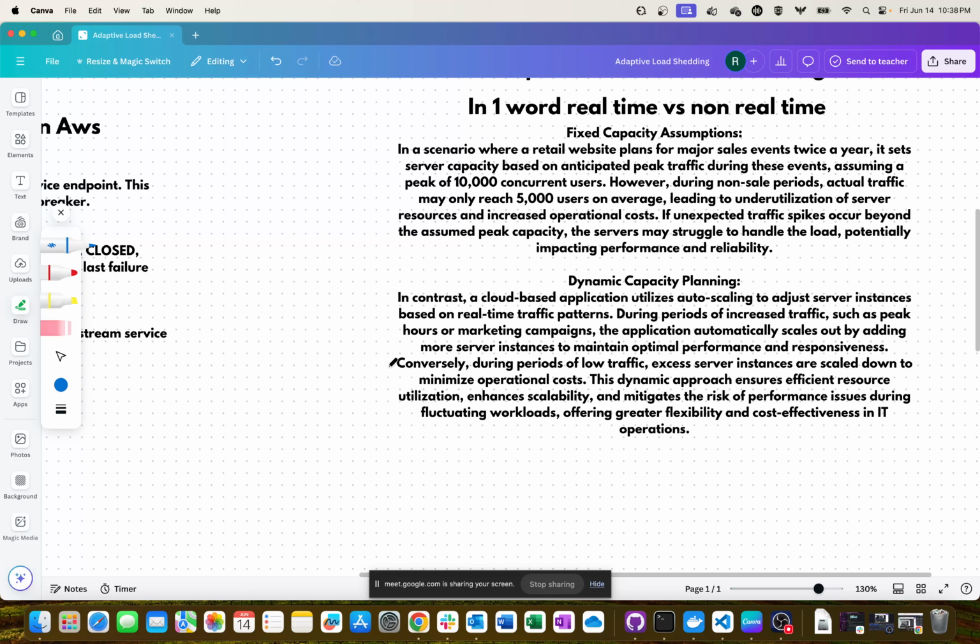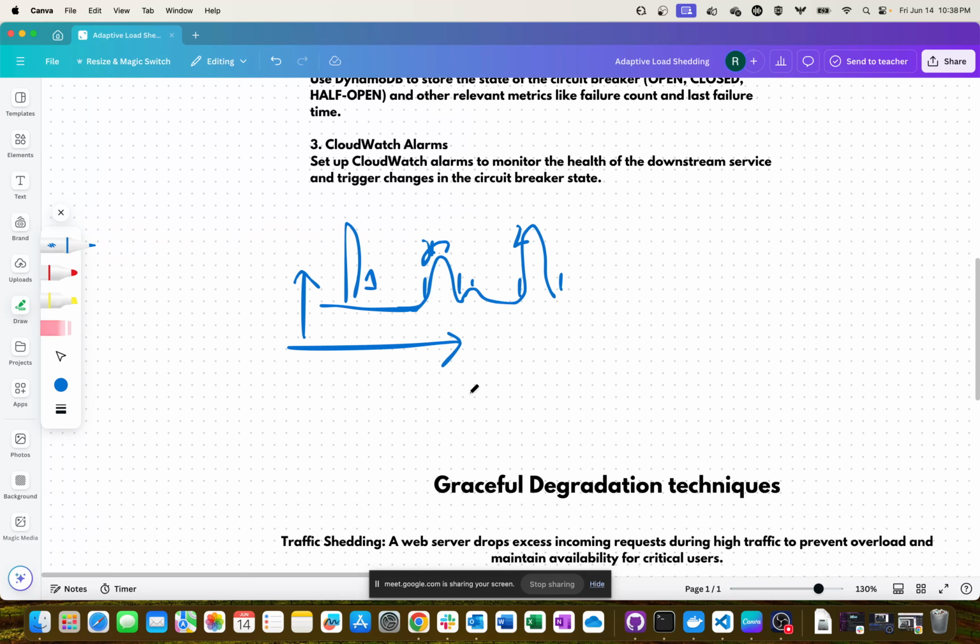Which is why, if you know your system correctly, if you know under what scenario what kind of load is going to happen to your system, if your system does not scale too much, or you have a lot of data, then people go with fixed capacity assumptions. If they don't, then they go with dynamic capacity planning. So this part is clear to you guys, right?